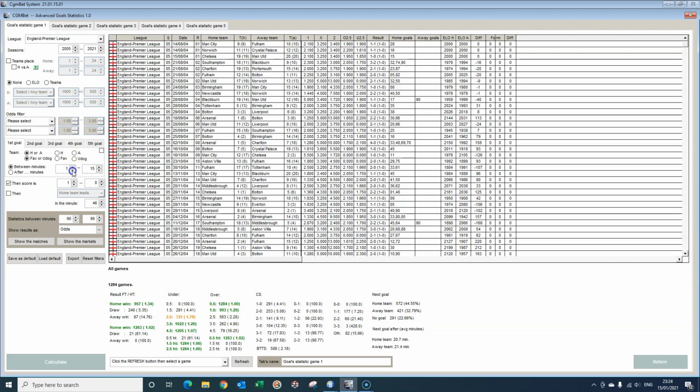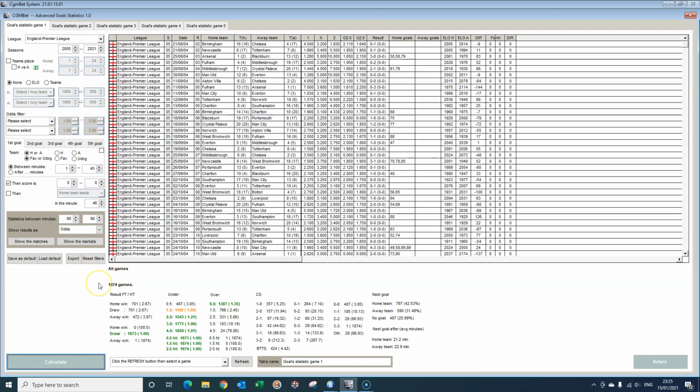So let's just say now there's been no goal in the first 15, and let's see if I've done this right. Let's say 1 to 45, scores 0-0, and then in the 46th minute, let's see if we can get this in on the over 1.5. Okay, so yeah, you're looking at 2.45. So if no goal is scored in the first half of games, then you're looking at odds of 2.45 on over 1.5 goals in the 46th minute.